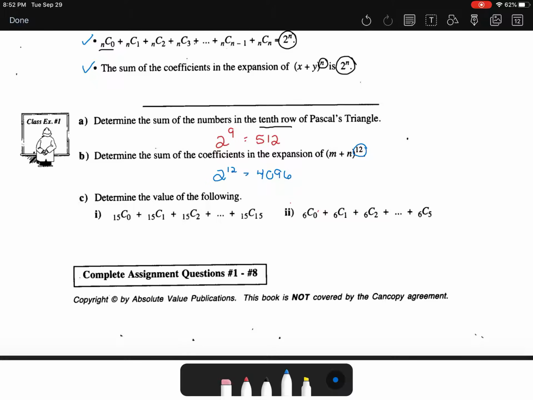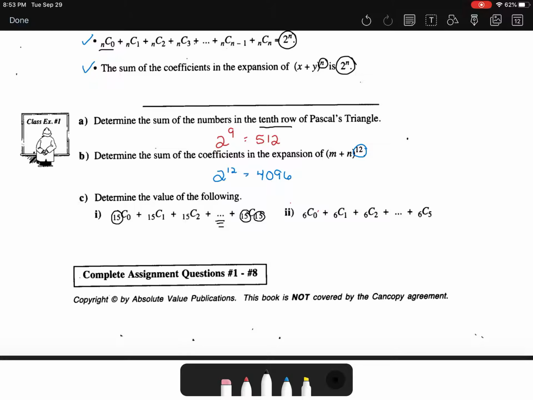which gives me 4,096. Part C deals with writing out the values in terms of combinations. So you'll notice here that I start with 15 choose 0 and it goes all the way up to 15 choose 15, and they even have the etc. there, meaning they have every term in between. So I've got the whole row there.